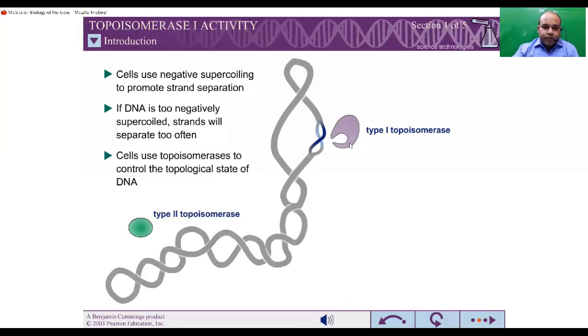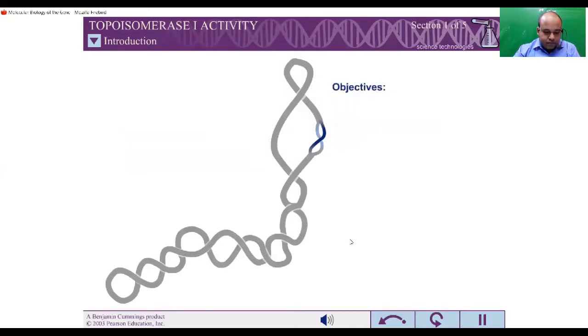Okay, now we have already seen how these molecules can alter the topological state. Now what we have to understand is the mechanism of action that these enzymes involve in this particular reaction. Now moving forward to the next slide. When you have completed this exercise, you should understand how type 1 topoisomerases can increase the linking number of a DNA molecule by cleaving one strand of the DNA, passing the other strand through the nick, and ligating the nicked strand.